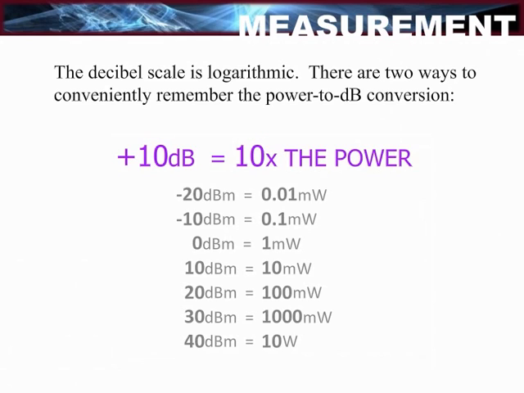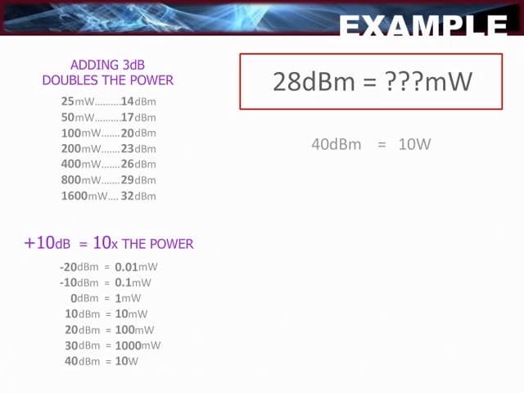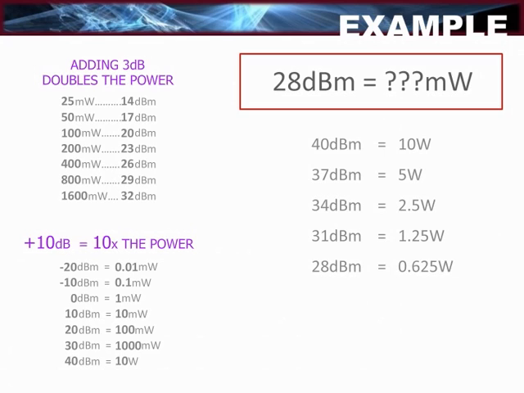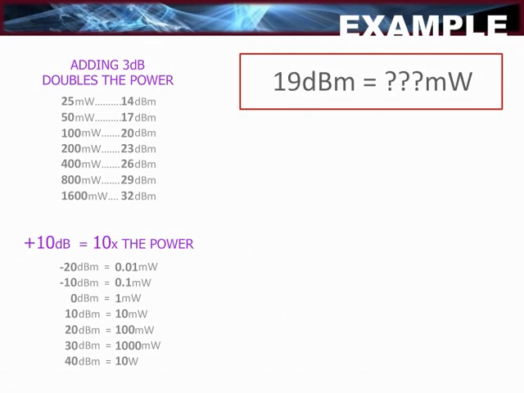Taking the two rules of thumb that we know, let's do an example. Let's find the power of 28 dBm. Let's start with 40 dBm, which equals 10 watts. Now, let's take 3 dB away to cut the power in half. We will take another 3 dB away and cut the power in half once again. We will continue to do this until we eventually reach our goal of 28 dBm, which equals 625 milliwatts.